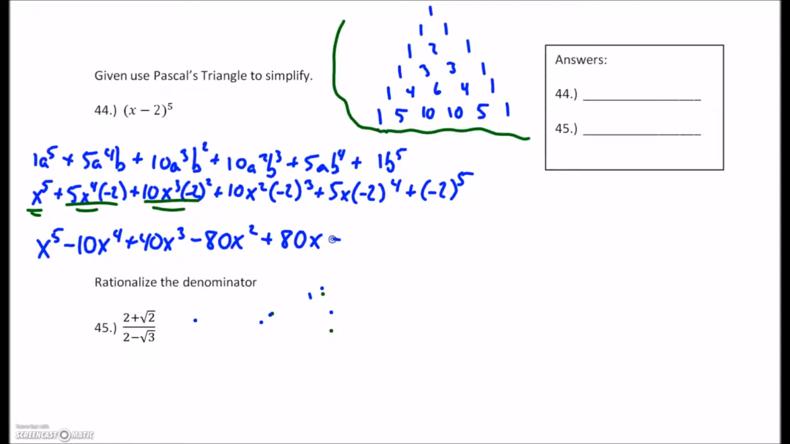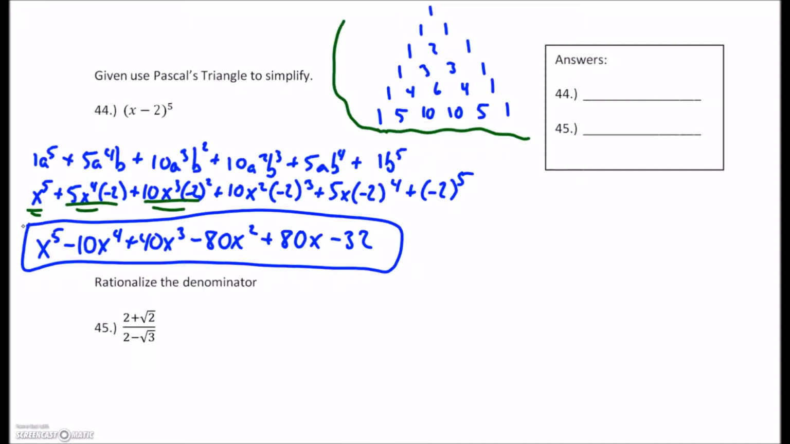And then negative 2 to the 5th power is a negative 32. Okay, so I just kind of multiply out each of these terms, simplify each of them, and now that's it. So this one's done. But again, that's much easier than writing x minus 2 out 5 times and multiplying it all out.